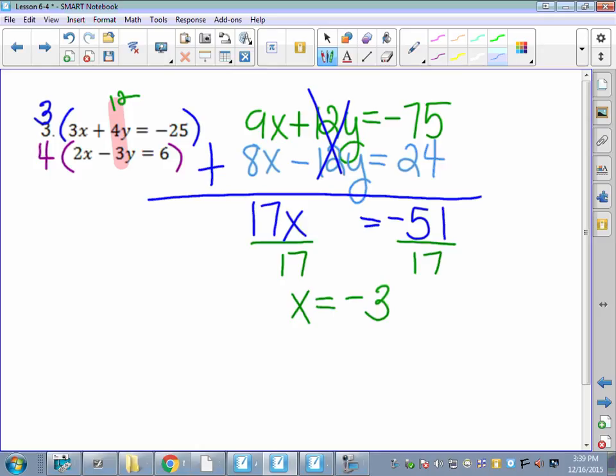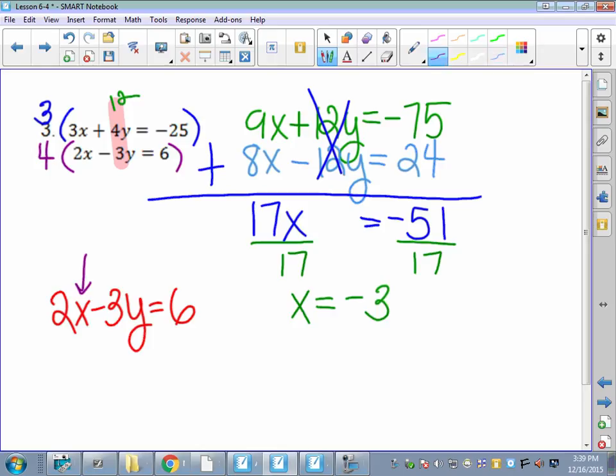Which equation would you go back to solve for y? Does it matter, first of all? Doesn't matter which one you pick. I'm going to pick the second one this time because I haven't picked the second one and because the first one has a negative 25 in it. I don't want to do that. So I'm going to go back to 2x minus 3y equals 6. I just found that x is negative 3.